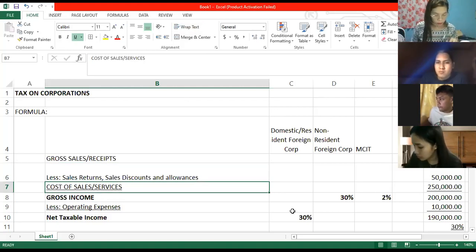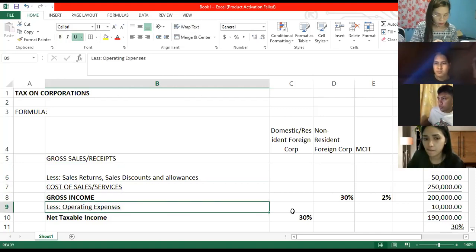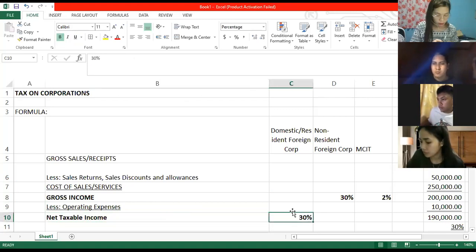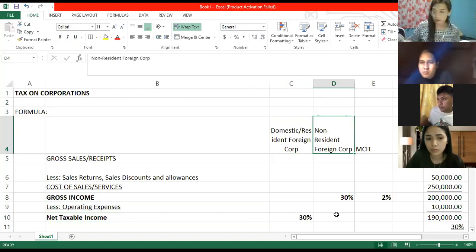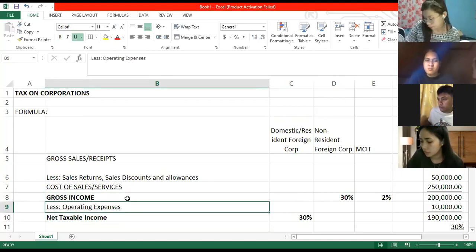Then, we have cost of sales or services. Again, ito yung cost ng capital. Okay? So, i-deduct mo yung dalawa, makukuha mo yung gross income. Then, less operating expenses, then you arrive at the net taxable income, which is the tax base for domestic and resident foreign corporation. Okay? But with respect to non-resident foreign corporation, hanggang gross income ka lang. Hanggang dito ka lang. So, hindi mo na kailangang mag-less ng operating expenses.